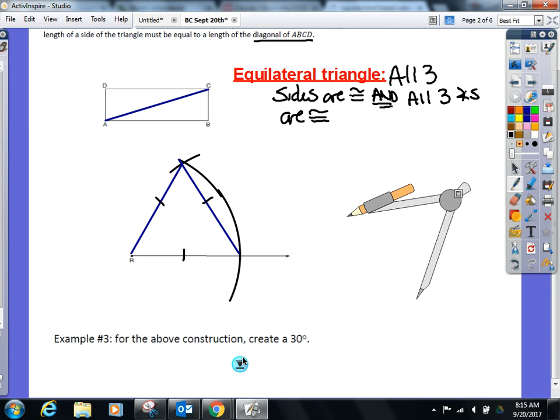So we're going to take any of these angles right now, you pick, because they're all 60, and we're going to cut it in half. We're going to bisect it. Does everyone see that? Okay, first step to bisecting.